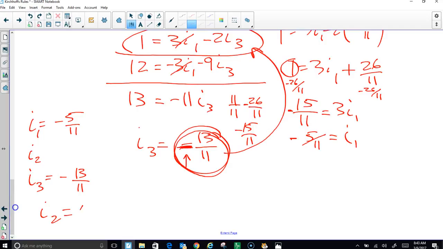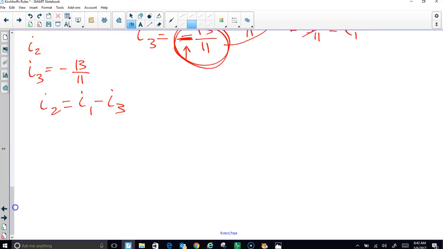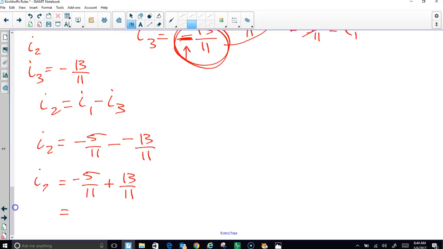So I2 is equal to I1 minus I3 according to that equation. And I2 is going to equal negative 5 elevenths minus a negative 13 elevenths. Negative 5 elevenths plus 13 elevenths. That's positive 8 elevenths. So the only current I got right, all these, by the way, should be amps. He says belatedly.